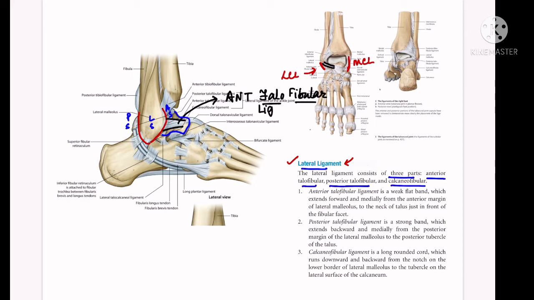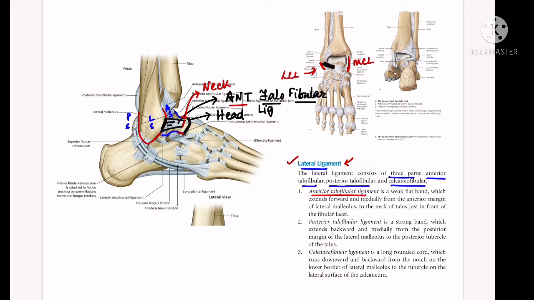So the anterior talofibular ligament is a weak flat band and it extends forward and medially. Obviously you can see it is extending forward and medially from the frontal view. From the anterior margin or anterior surface of the lateral malleolus to the neck of the talus. We know that the talus has a head. This is the head of the talus, and the head is followed by the neck. This is the neck. So the anterior talofibular ligament extends up to the neck of the talus. So the first part of the lateral ligament has been described.